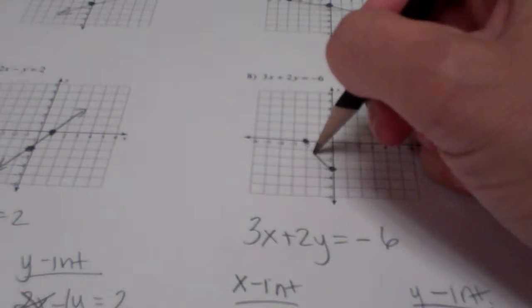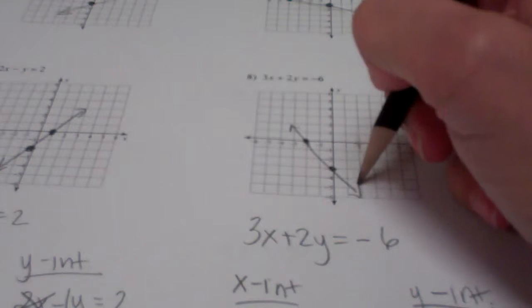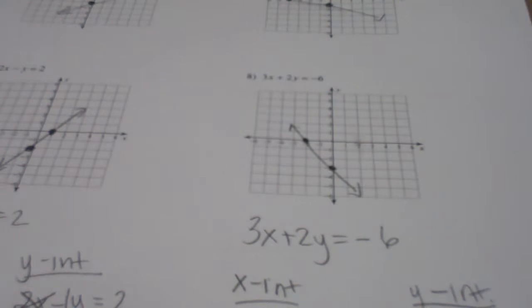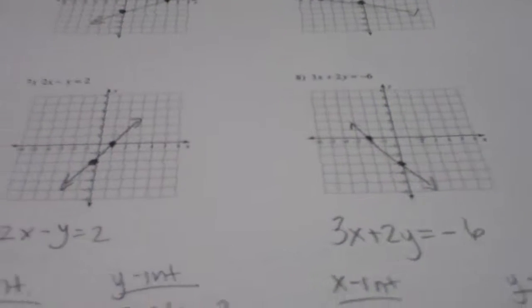We have 2 points. Let's make one line, and we've graphed. So that was our first part of our review. Moving on to Unit 4 Review Video Part 2.